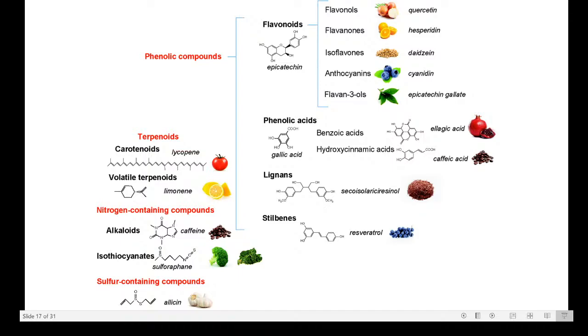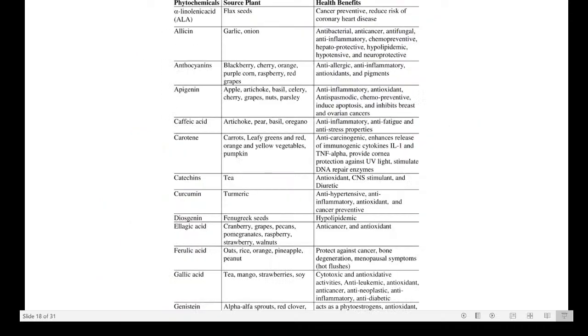And limonene, a volatile terpene, is present in lemon. Next, the nitrogen containing alkaloid, caffeine, and another thing is sulforaphane. Sulfur containing compounds include allicin, which is present in garlic. This is already a list of phytochemicals which are present in plants and their activity.